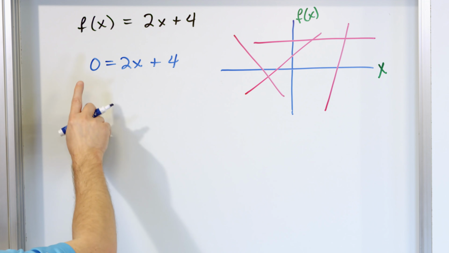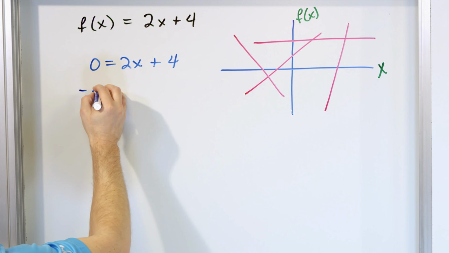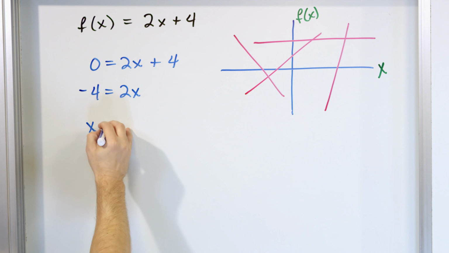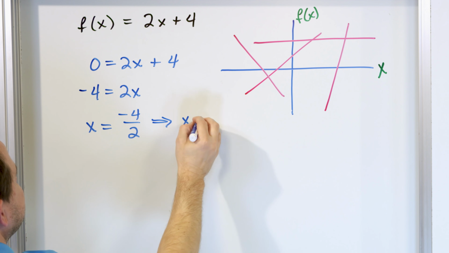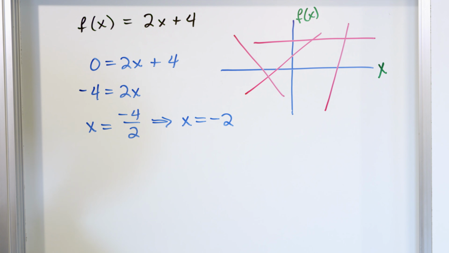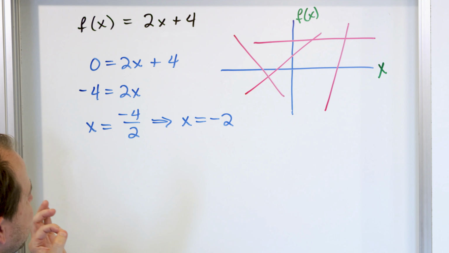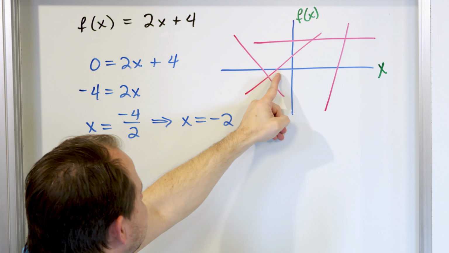How do I do it? I stick a zero over here and I solve for x. Well, if I move the 4 over, I'll have a negative 4. That's equal to 2x. And then to get x by itself, it'll just be negative 4 over 2. You all know that, which means that x is equal to negative 2. So what this means is that for this particular line, if we were to graph it, it should cross the x-axis at a location somewhere over here. X is equal to negative 2.